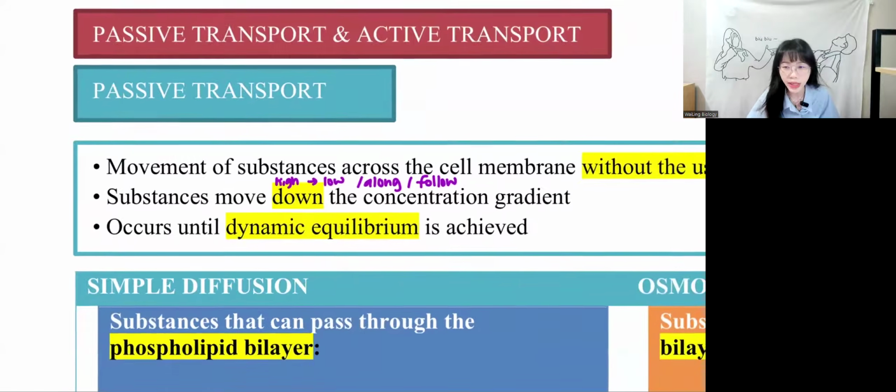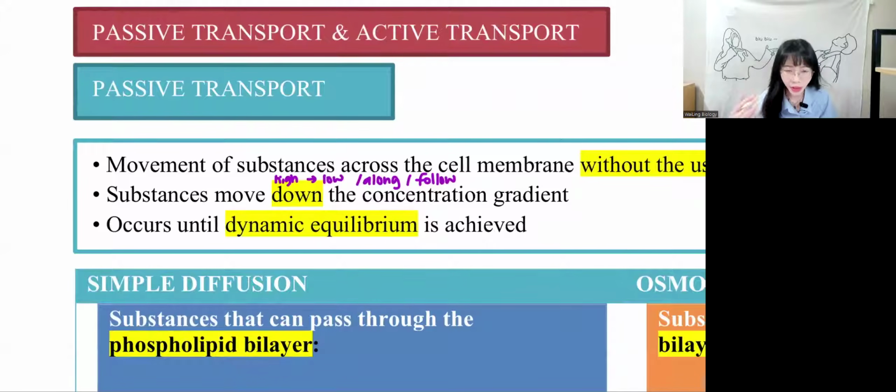Okay, what is the purpose of undergoing passive transport? It is to make sure that you have dynamic equilibrium. What does dynamic equilibrium mean? It means same. It means balance. Everything has to be fair. More water has to be with more sugar. Less water has to be with less sugar. So everything has to be equal. It's called dynamic equilibrium. I will show you what a dynamic equilibrium is later on.